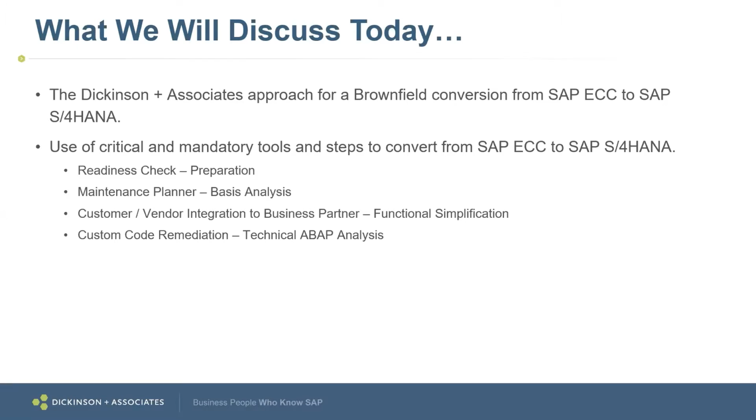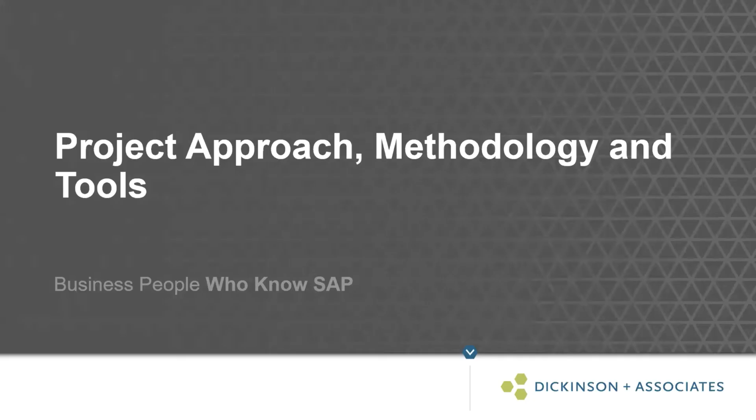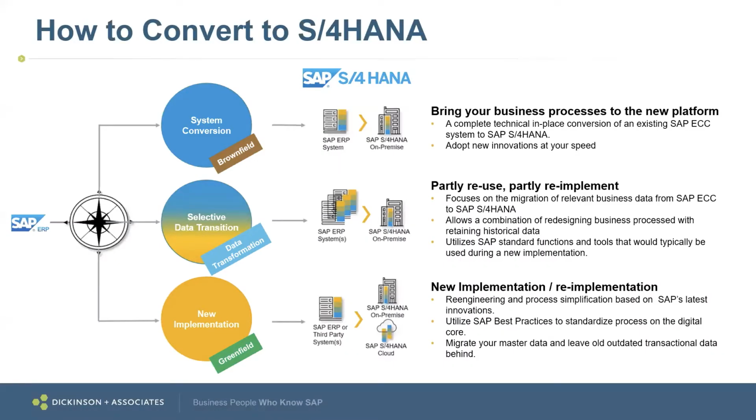So within this group, we're going to cover really from the inception of a project in preparation through looking at the basis tool of the maintenance planner, the functional tool with CVI, and a technical tool within the technical ABAP analysis. So first, let's take a look at the typical methodology that we would use as part of a SAP ECC to S/4HANA conversion. There are actually three different ways in which you can move from SAP ECC to S/4HANA. I'm going to work from the bottom up on this slide.